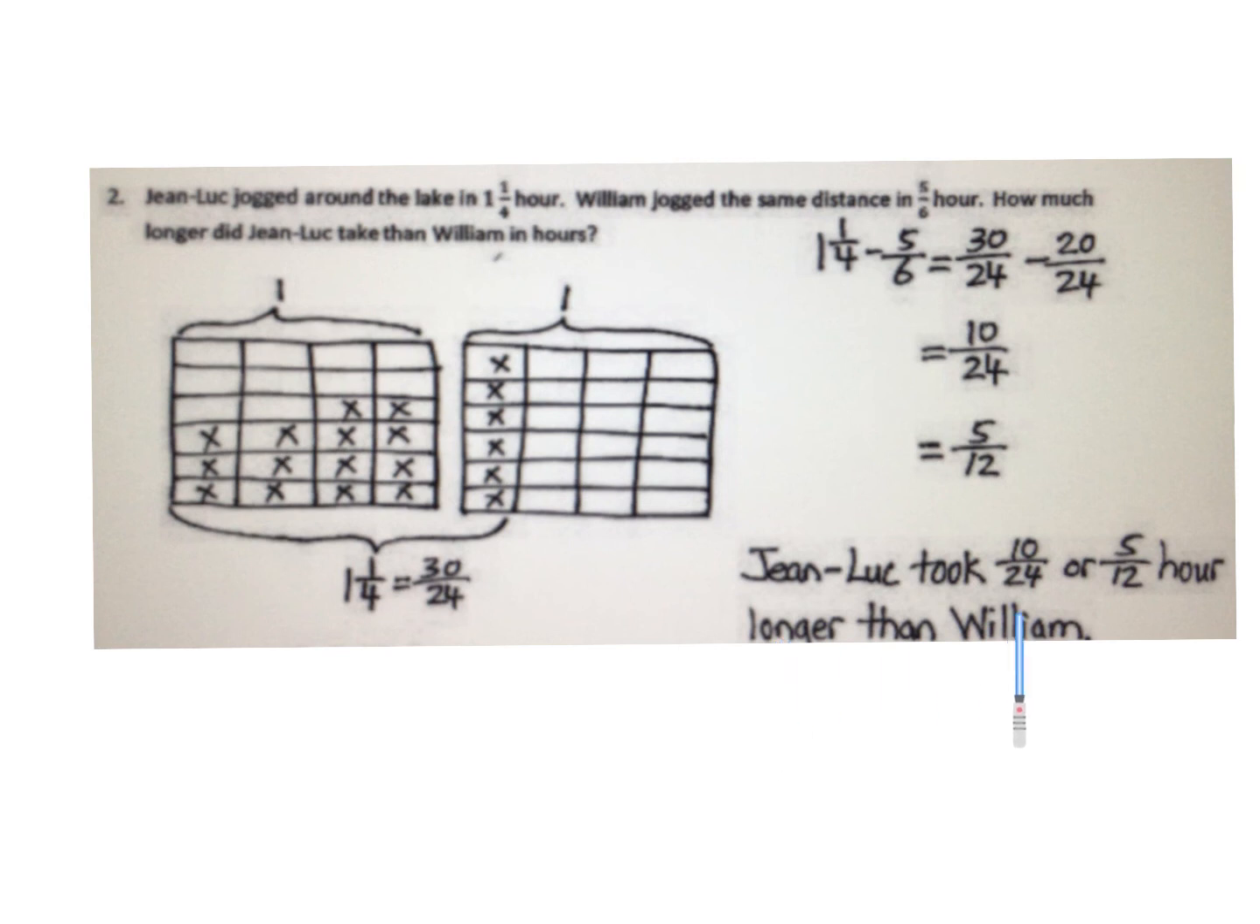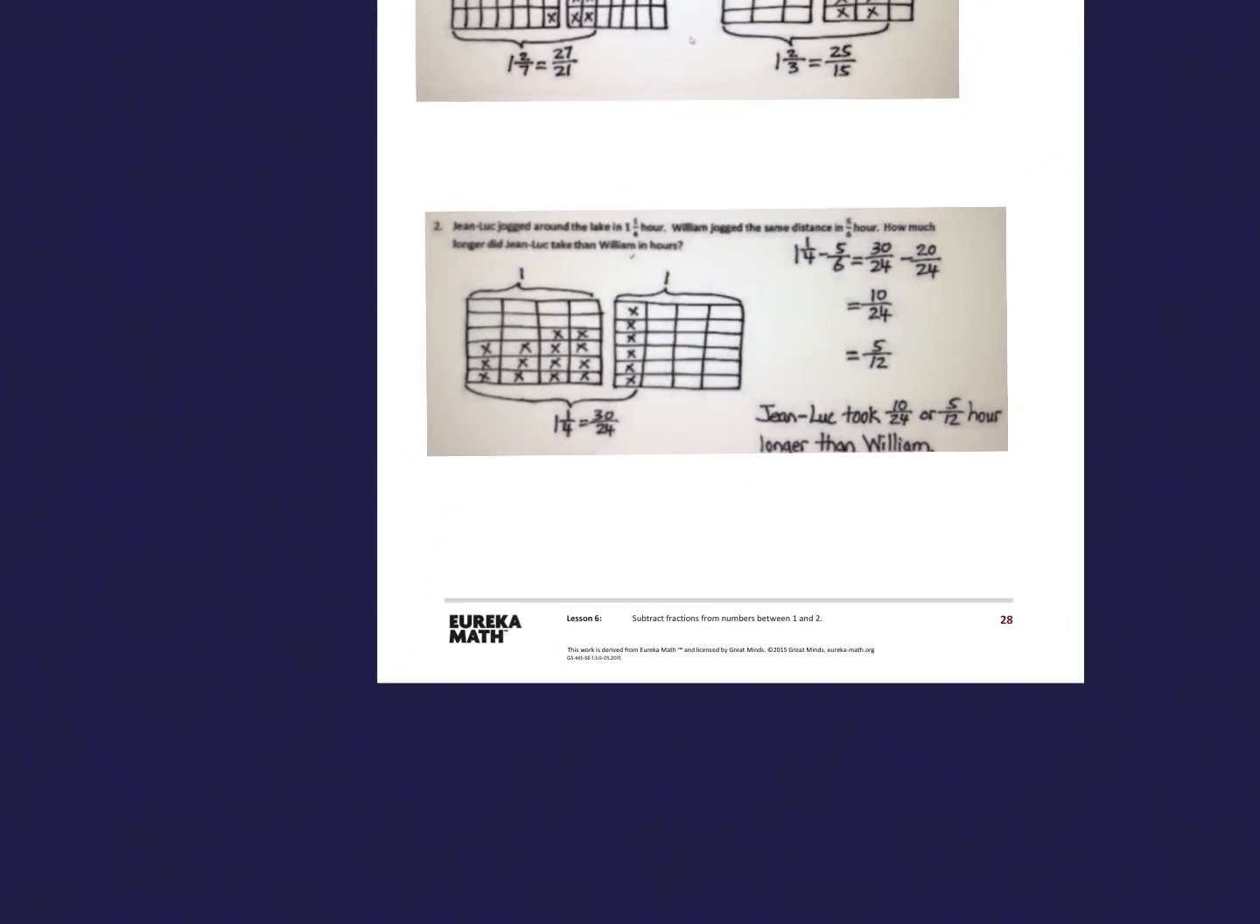Jean-Luc took 10/24 or 5/12 hour longer than William, right? If you solved it, you would have gotten 10/24, because these are in 24ths over here. But you should simplify it to 5/12 because 10 can be divided by 2 and 24 can be divided by 2. Kiss your brain if you got that right. And let's see what else we got. Moving on to the next one.